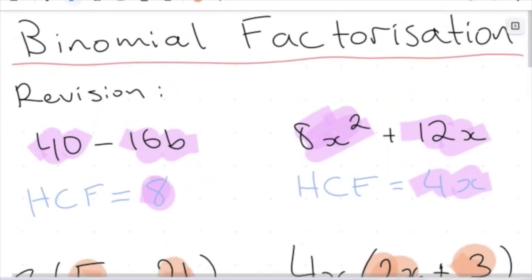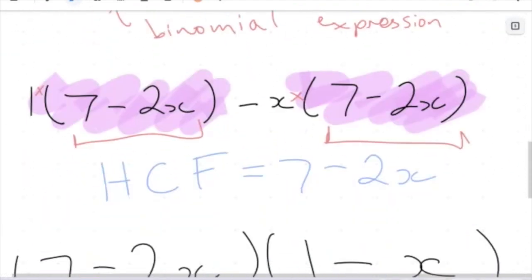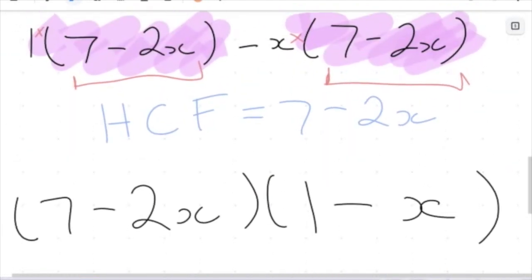And this is how we can go about factorizing expressions with binomial factors. And this skill that we've now learned by the end of this video, this is going to help us when we apply what we know about factorization towards quadratic expressions.